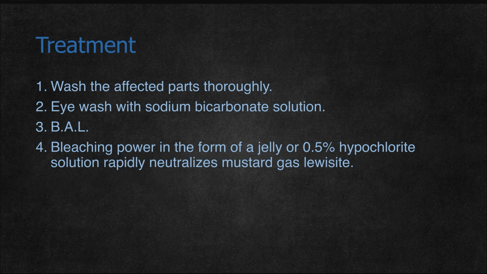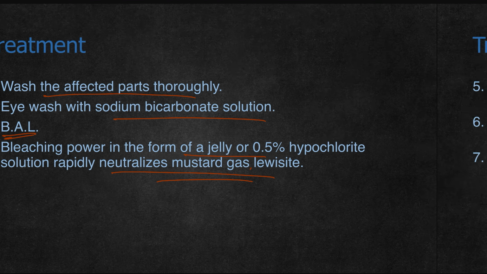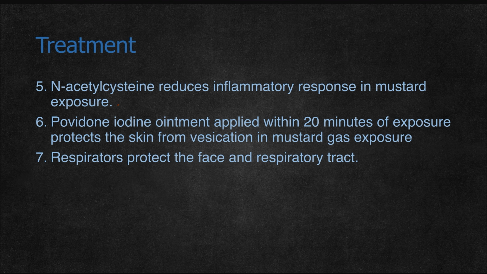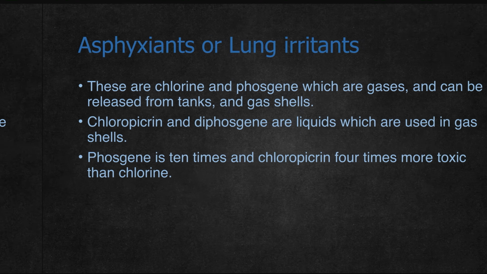Treatment of vesicants: wash the affected area thoroughly. Wash with sodium bicarbonate solution. BAL, that is British anti-lewisite, a chelating agent, is used. Then bleaching powder in the form of a paste or 0.5% hypochlorite solution rapidly neutralizes the mustard gas or lewisite. N-acetylcysteine reduces the inflammatory response in mustard gas exposure. Povidone iodine is useful within 20 minutes of exposure and protects the skin from vesication in mustard gas exposure. Respirators protect the face and respiratory tract if there is exposure to gases.